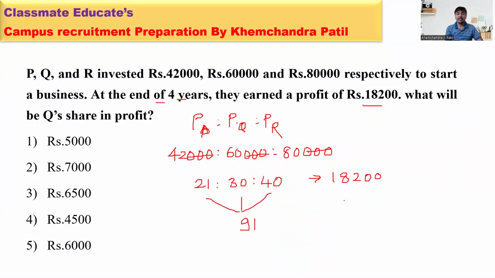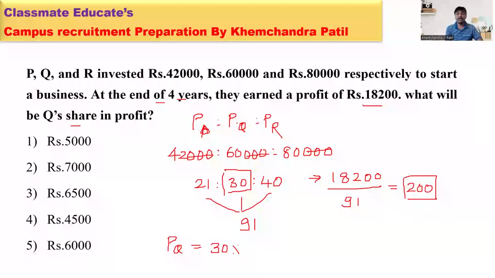So just add up these terms. So you will get 91. If you divide this figure by 91, you will get 200 as a proportionate variable. So you want to find the Q share in the profit. Q is getting 30 units in the ratio. So profit of Q will be equal to 30 multiplied by 200. That is equal to 6,000, which is your option number 5.